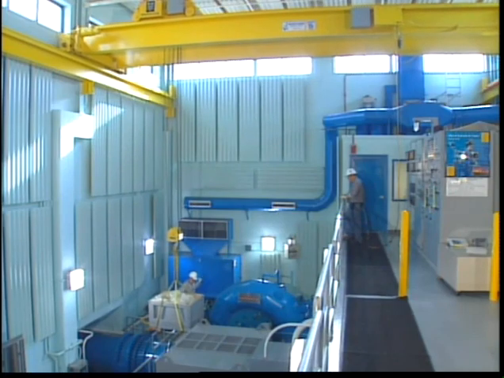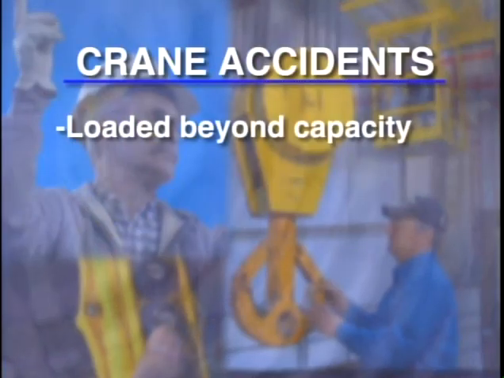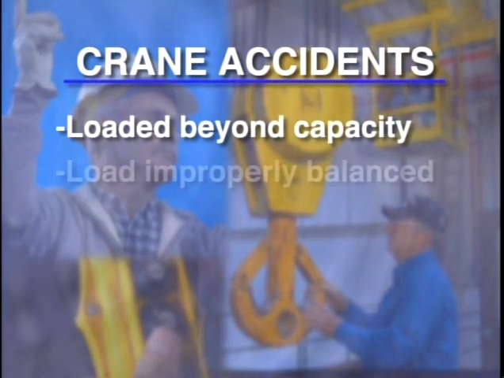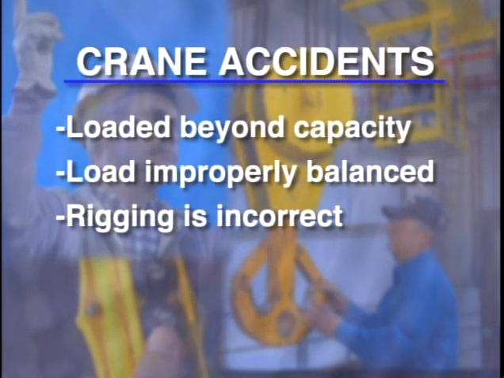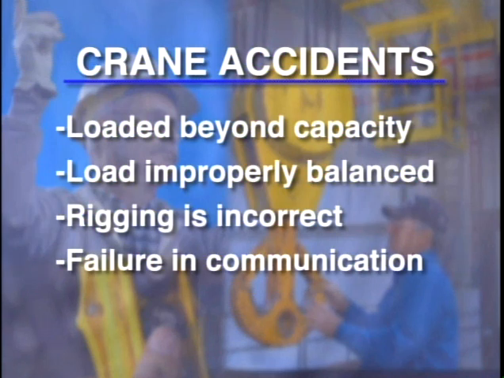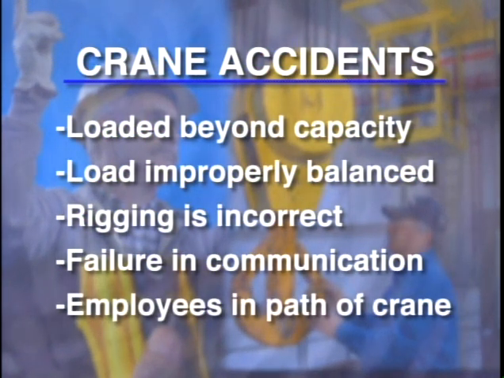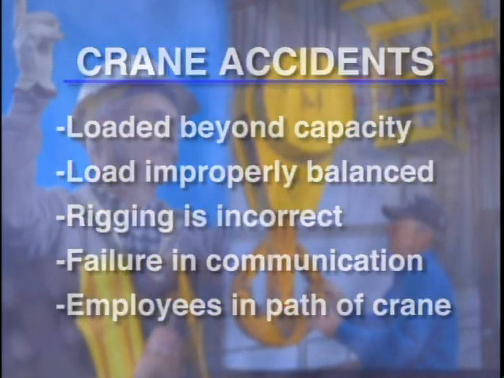Accidents involving overhead cranes are usually a result of one of the following factors. The hoist is loaded beyond its capacity. The load is improperly balanced. The rigging is incorrect or insufficient. Operators and riggers fail to communicate properly. And other employees working in the vicinity inadvertently walk into the path of the crane work.